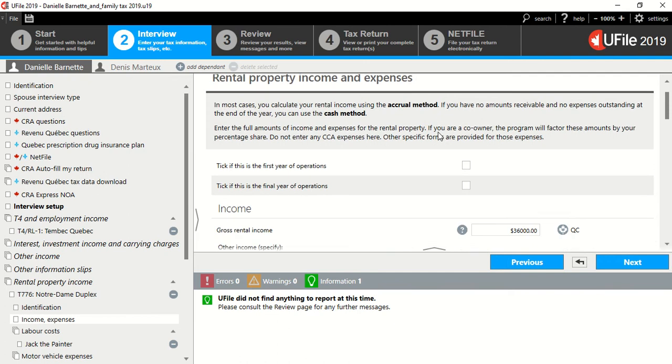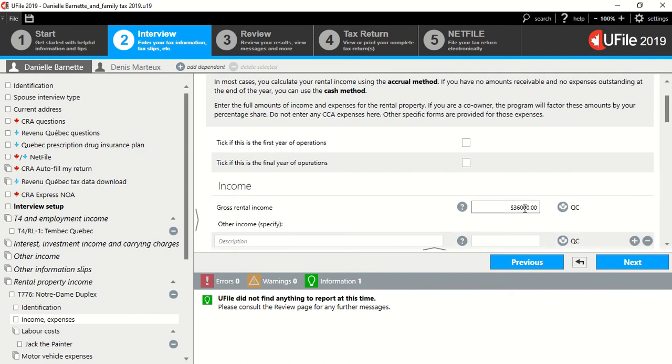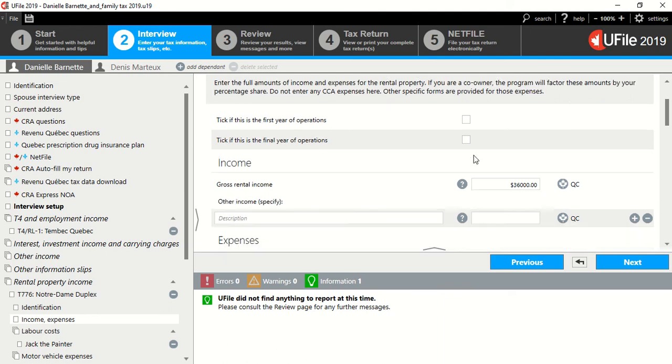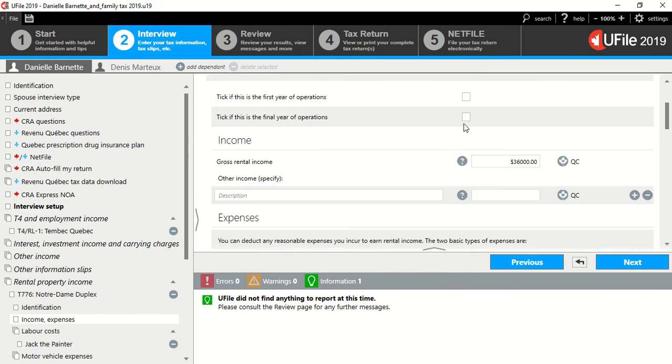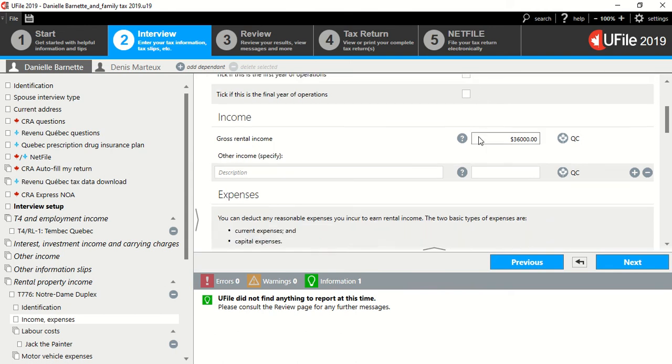So in terms of income, he earned $36,000 of rental income. In fact, because this is the final year of operations, I should tick this box. I didn't. It really doesn't matter. But to avoid any e-file errors, I would recommend that you do it if, in fact, you disposed of your rental property.